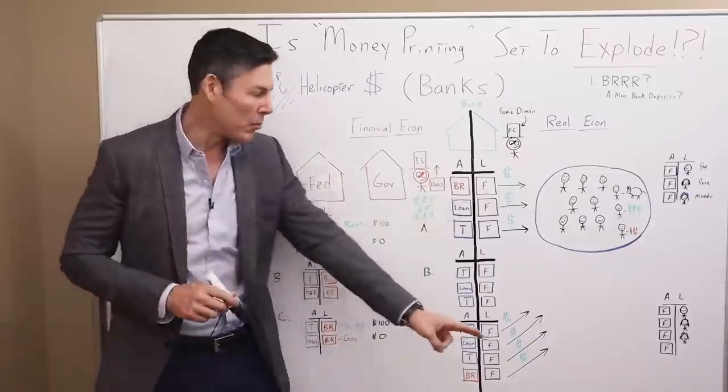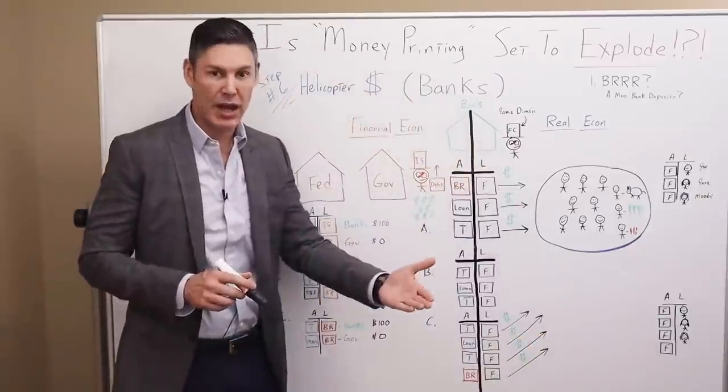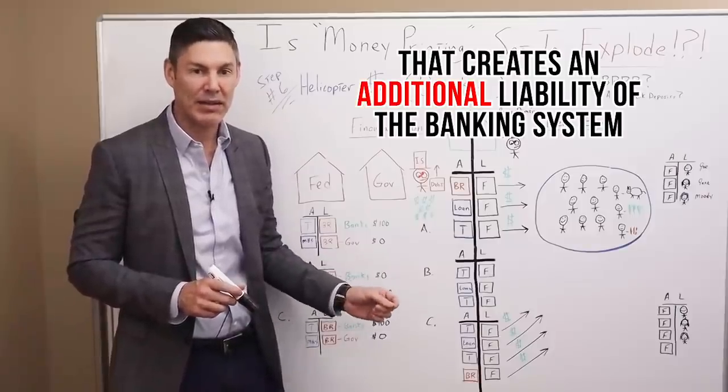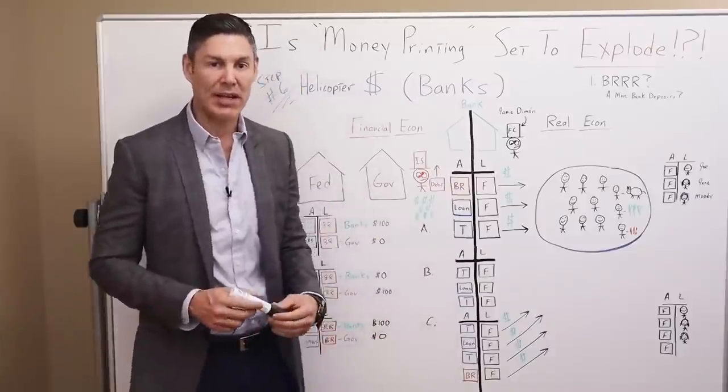But remember, when Moody deposits their check with the bank, that creates an additional liability of the banking system. So the balance sheets have the liability, but they have a corresponding asset.